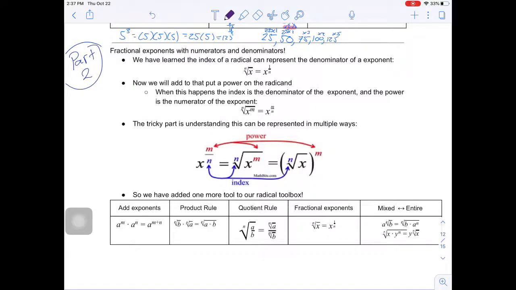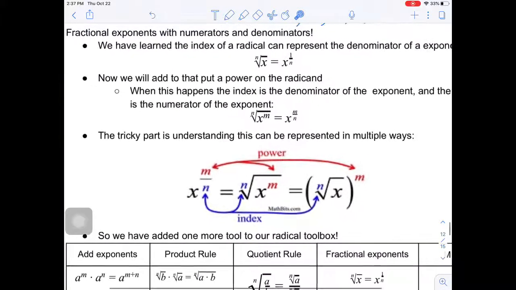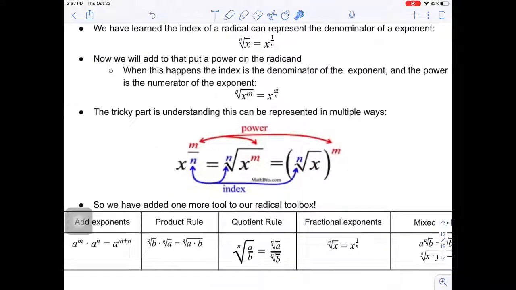Alrighty, so we are now on to part 2 of 4.4, and this is dealing with fractional exponents. So the last time we learned is that the index of your radical actually becomes the denominator of your fractional exponent. Now what happens when you have a power occurring to your radicand? Well, this power becomes the numerator, and your index becomes the denominator of your fractional exponent. So you can see here it's kind of laid out for us.